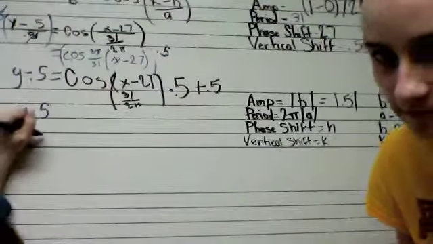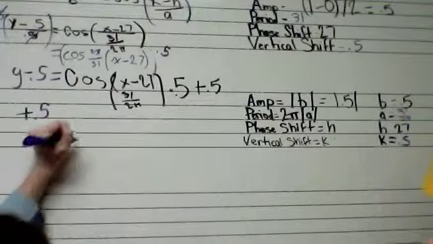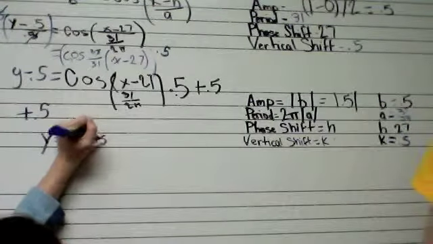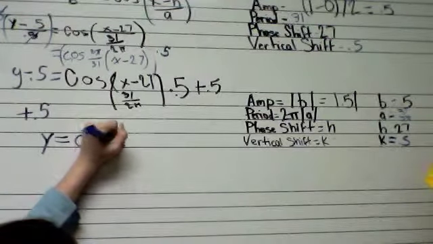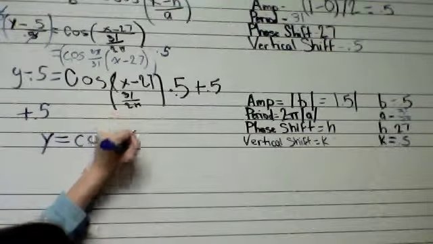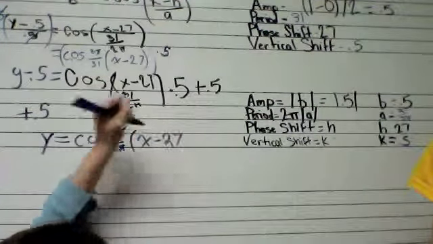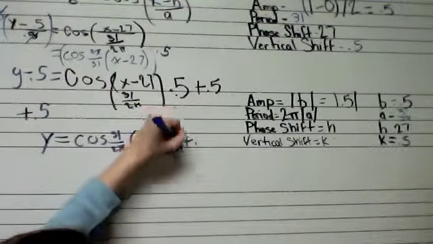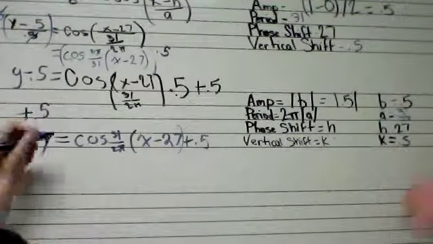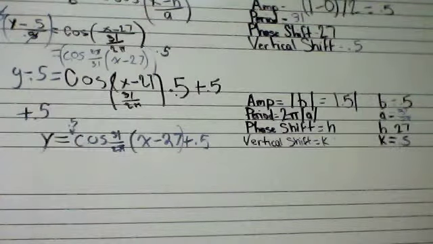Now for our final equation, we are going to have y equals cosine of 31 over 2 pi times x minus 27, plus 0.5, all times 0.5.